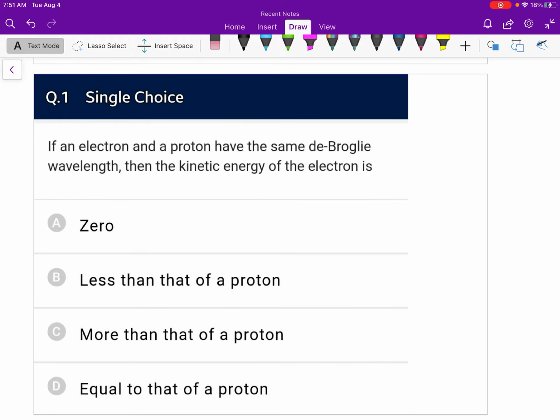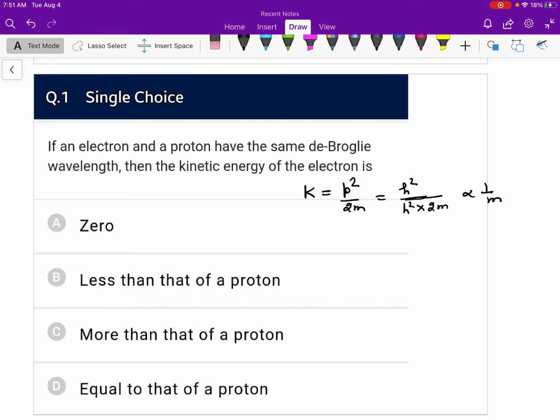If an electron and proton have the same de Broglie wavelength, then the kinetic energy of the electron is, so kinetic energy is p square upon 2m, and p is h by lambda, so h square by lambda square into 2m, so proportional to 1 upon m. So the lighter mass will have more kinetic energy.